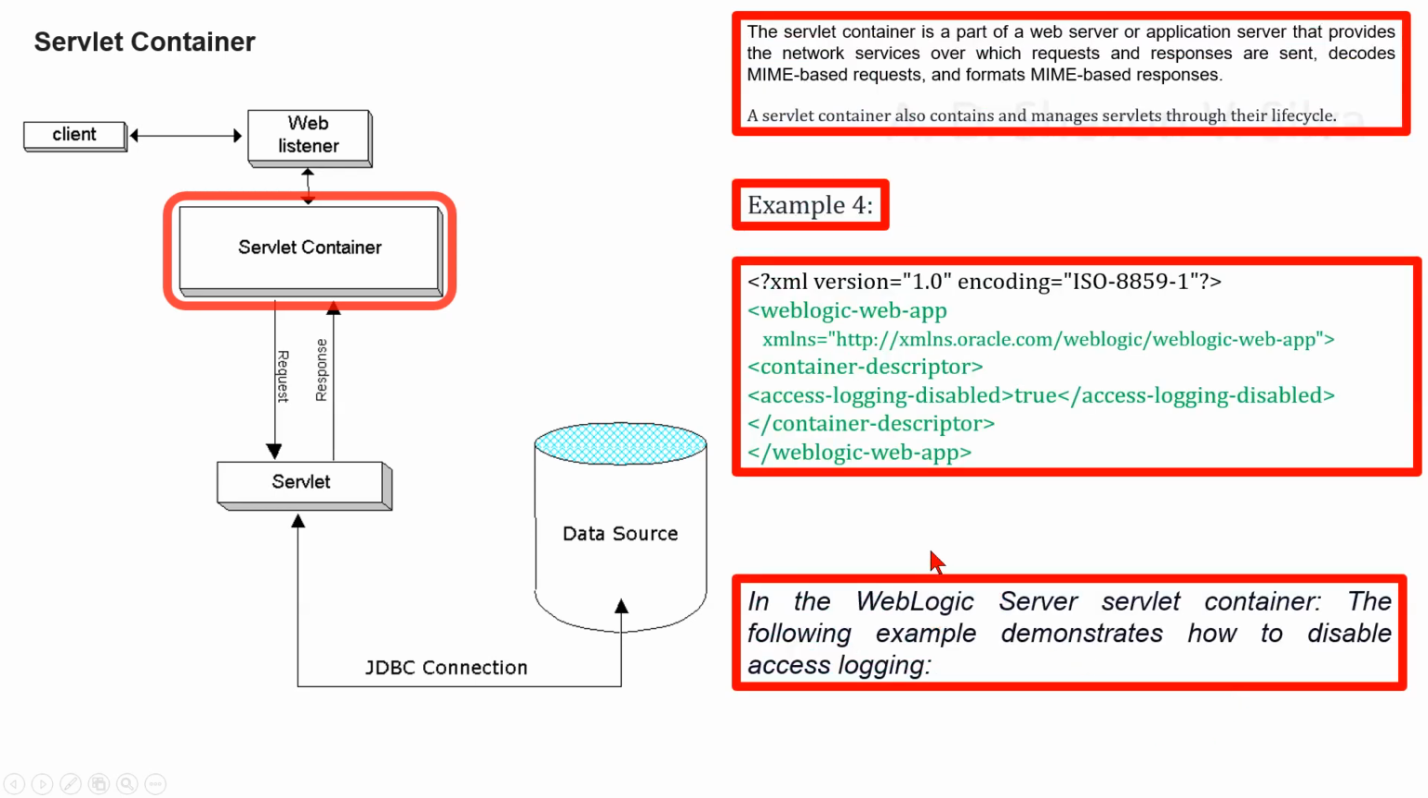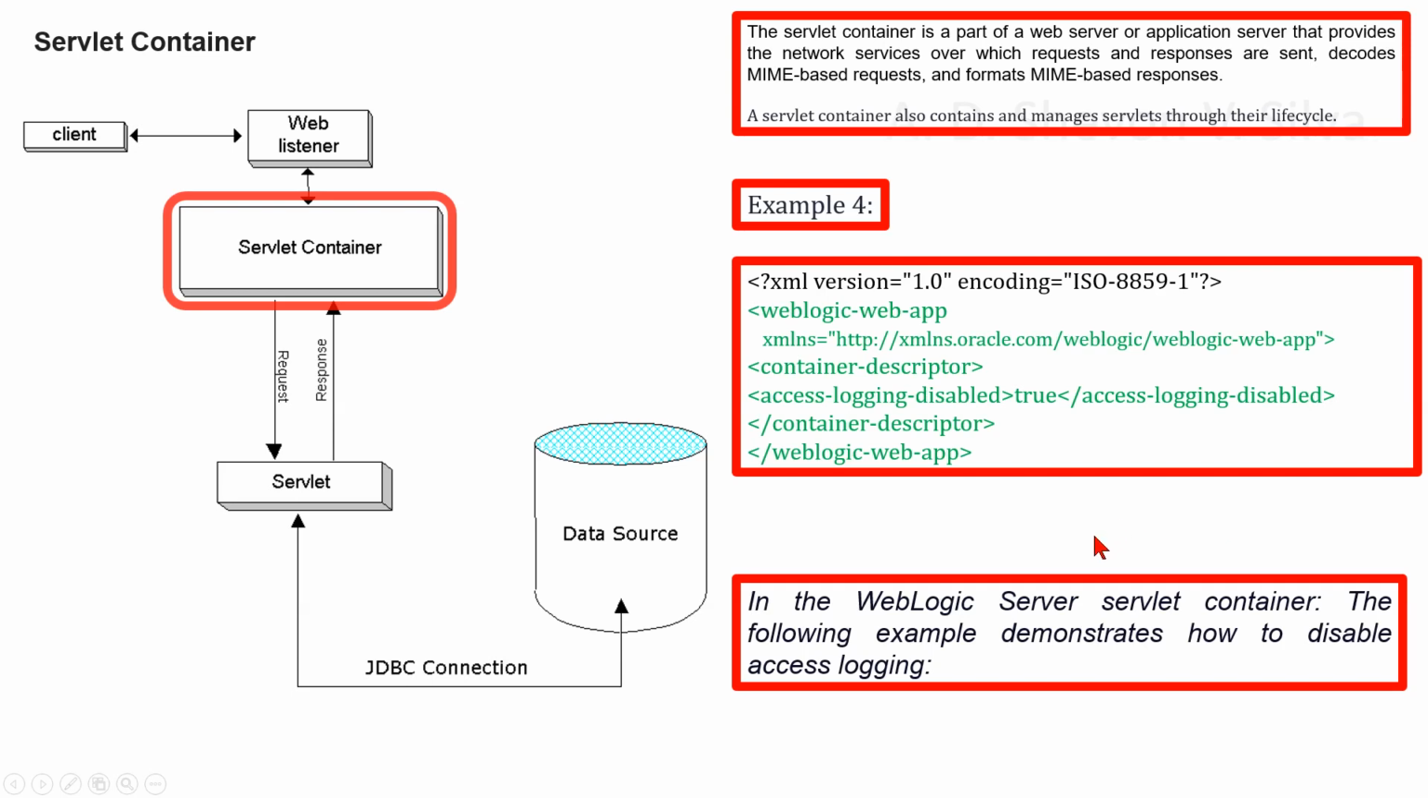In the WebLogic Server servlet container, this example demonstrates how to disable access logging. Logging access for servlets can be expensive with regard to server performance. Therefore, in cases where access logging is not required, you can improve performance by disabling logging to the access log file.